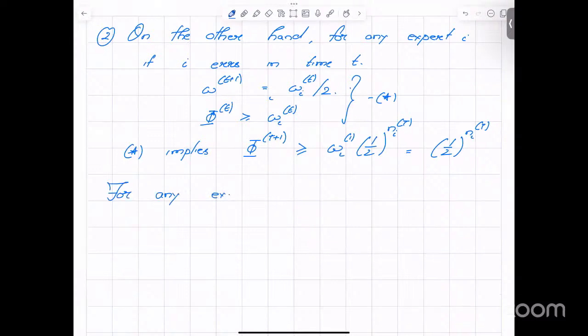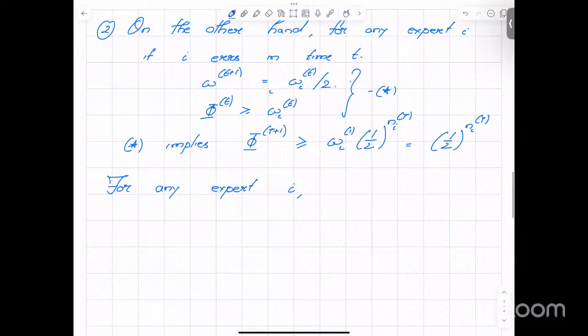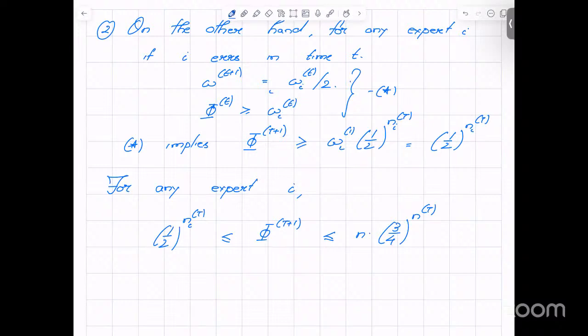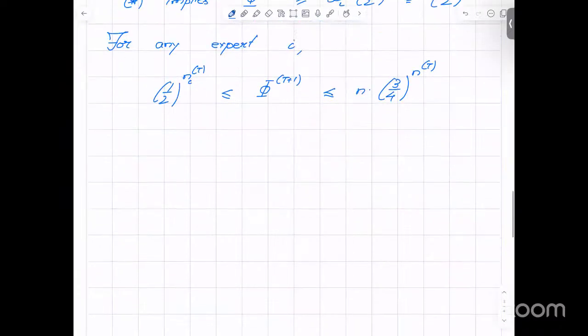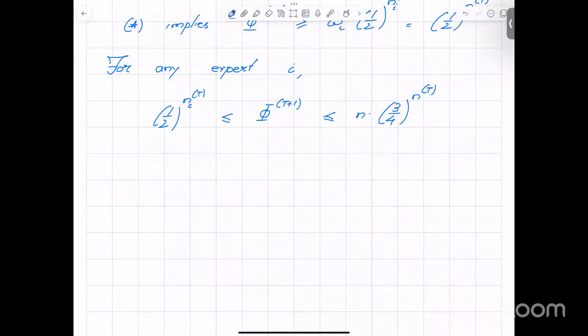So you put these together, and for any expert i, we have the following. Phi of t plus 1, on one hand, is bounded below by half to the power ni of t, and bounded above by n times 3/4 to the power n of t. So this is the number of errors made by the algorithm, and this is the number of errors made by the expert. So now let's just take logarithms. Let's take everything to the base 2.